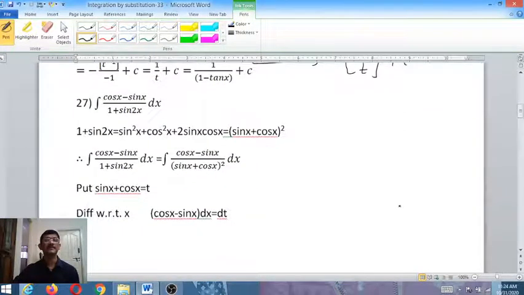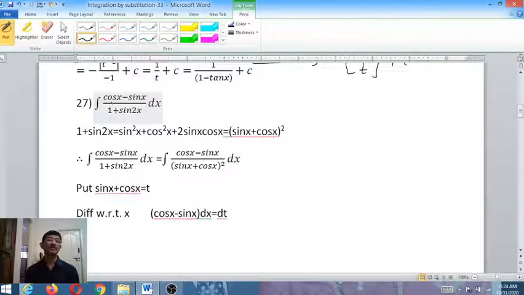Come to the next problem. It is something different here. Integral of (cos x minus sin x) by (1 plus sin 2x). Take sin 2x: if you differentiate it, you don't get cos x or sin x, because taking 2x as u, it becomes cos 2u into the derivative of u.